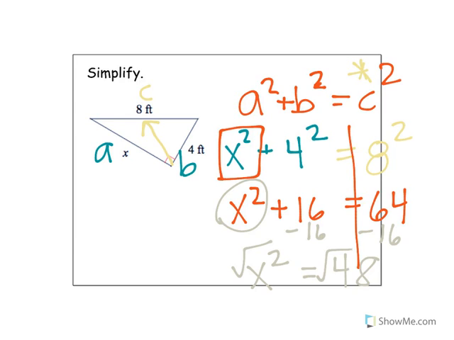And I can take the square root of 48. And I get an answer when I round to 6.9 feet. And that is it.